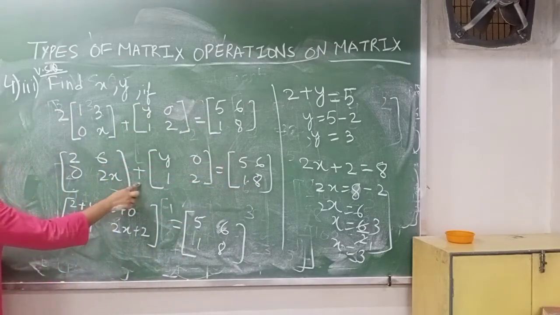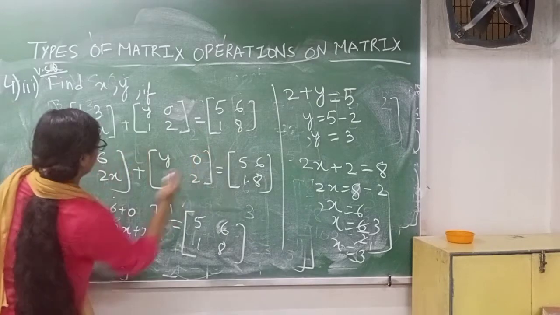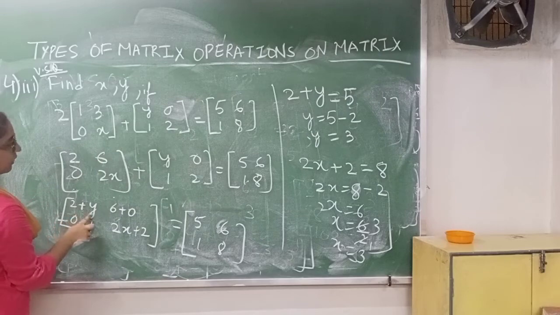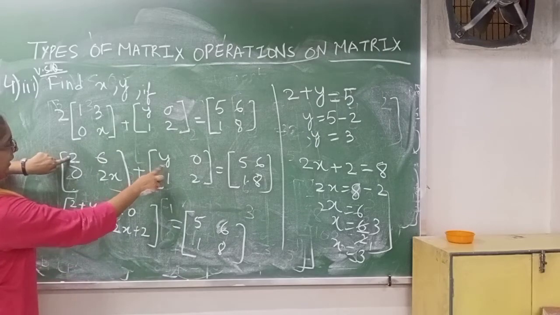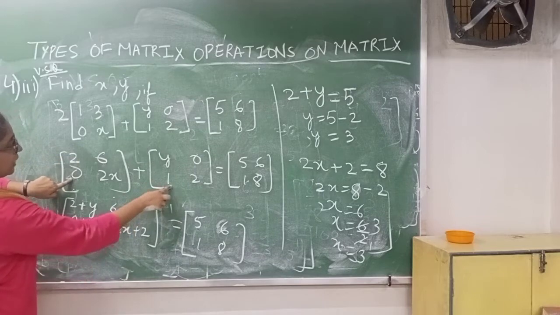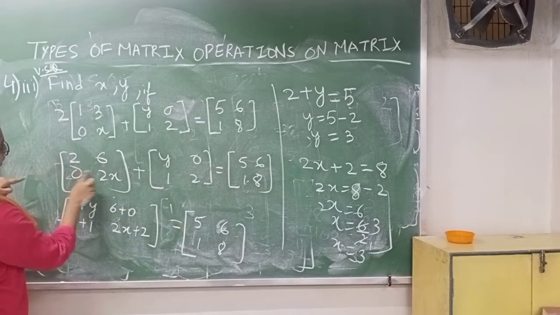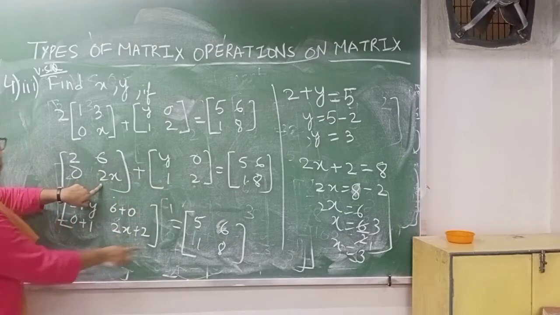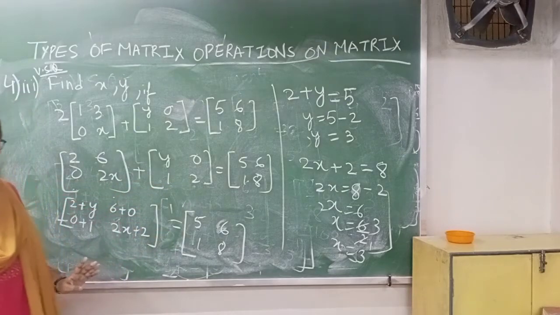Okay, now we have to add this matrix with this matrix. How will we do it? First element with first element, means 2 plus y. First element is 2, here y, so 2 plus y. Then 6 plus 0, then 0 plus 1, see third element 0 plus 1, and then 2x plus 2. Okay, understood?